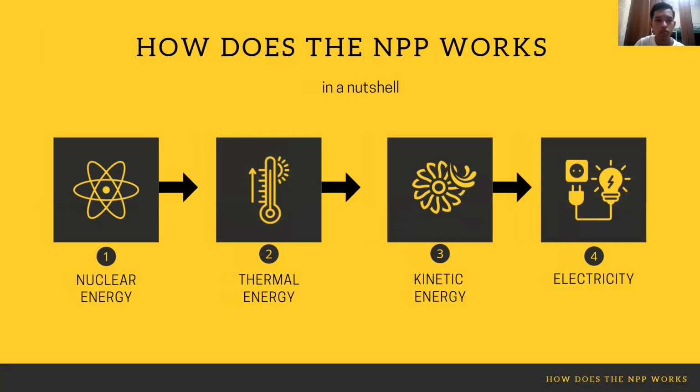So the next one is how the NPP, or the nuclear power plant, works. In a nutshell, or in the fewest possible words, a nuclear power plant works first with nuclear energy, then it goes to thermal energy, to kinetic, and kinetic to electricity.